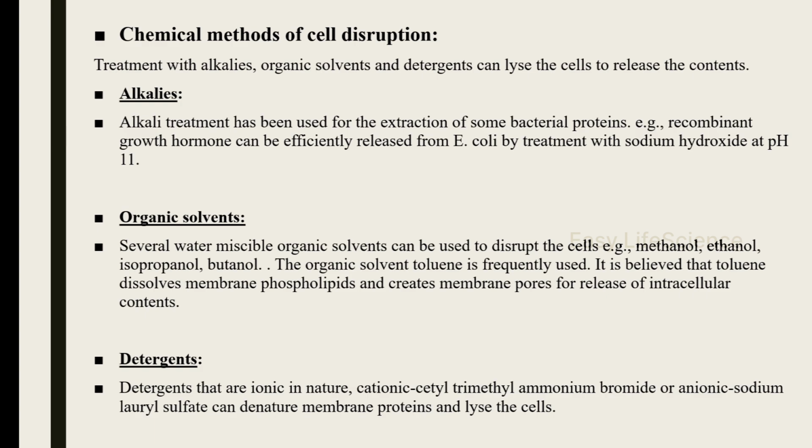Treatment with alkalis, organic solvents, and detergents can lyse the cells to release the contents. Use of alkalis. Alkali treatment has been used for the extraction of some bacterial proteins. Example: recombinant growth hormone can be efficiently released from E. coli by treatment with sodium hydroxide at pH 11.